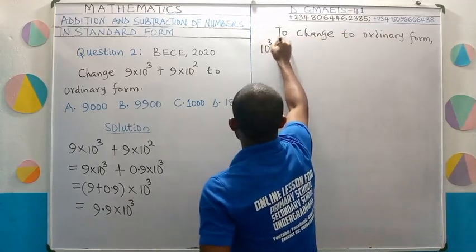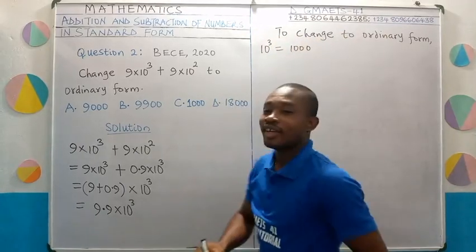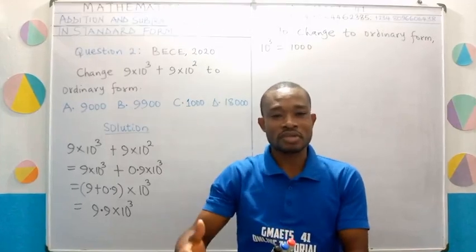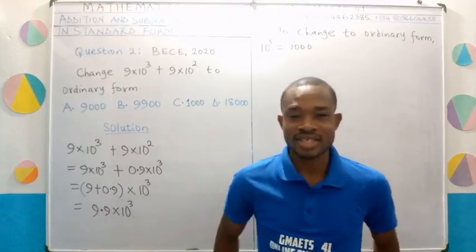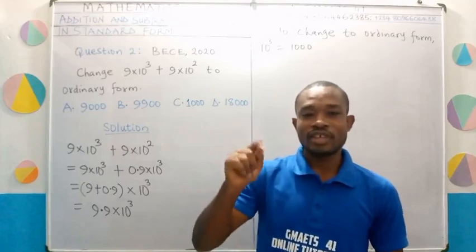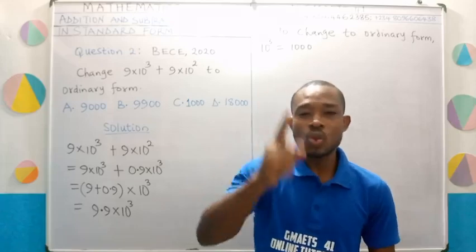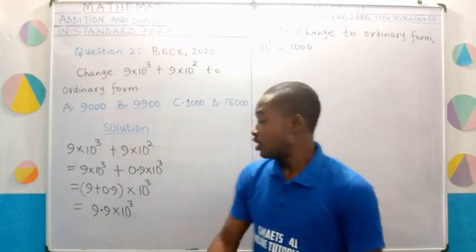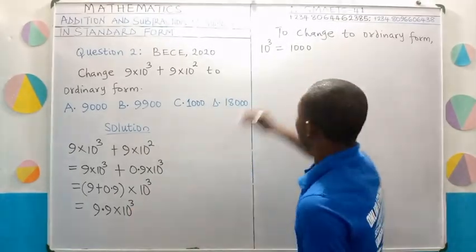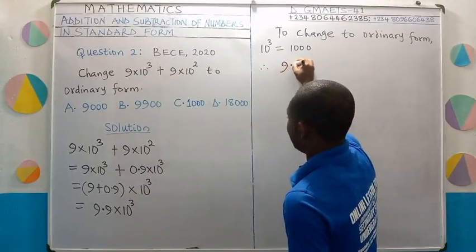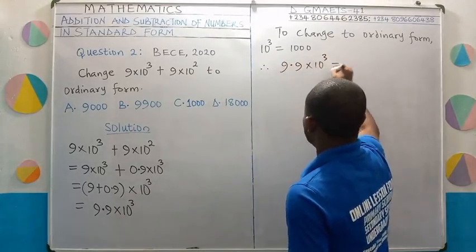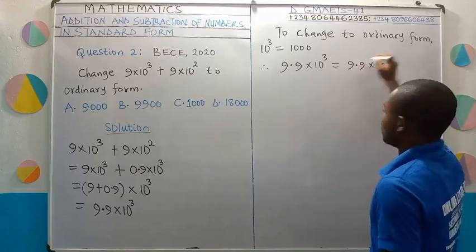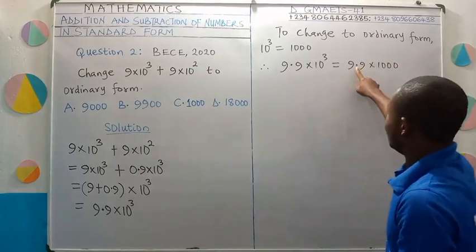10 raised to the power 3 is equal to 1000. If you take your mind back to our first secret foundation of mathematics, where we treated place values and standard values, for the place value 1000, the standard value is 1000. And I told you it is the same as 10 raised to the power 3. So this is 1000. Therefore, 9.9 times 10 raised to the power 3 is the same as 9.9 times 1000. And going by that, we can work out this.